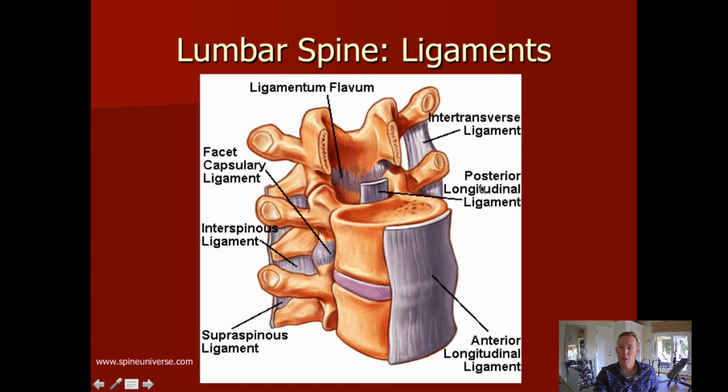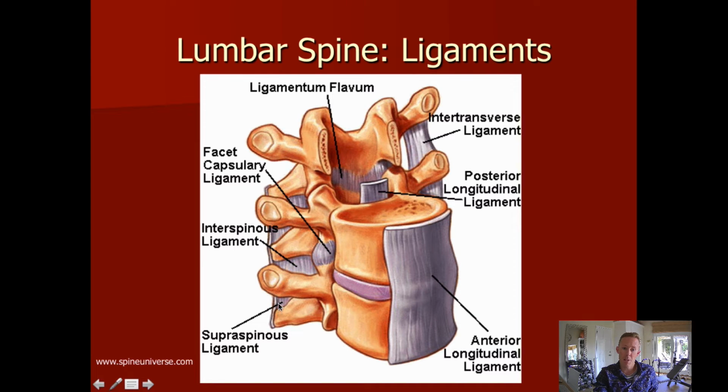Posterior longitudinal ligament is on the back side of the vertebrae. It runs in the central foramen here. The spinal cord would be right here too. So the spinal cord would be behind this ligament. So it's a more narrow ligament than the anterior longitudinal, but again, that one's going to restrict flexion.